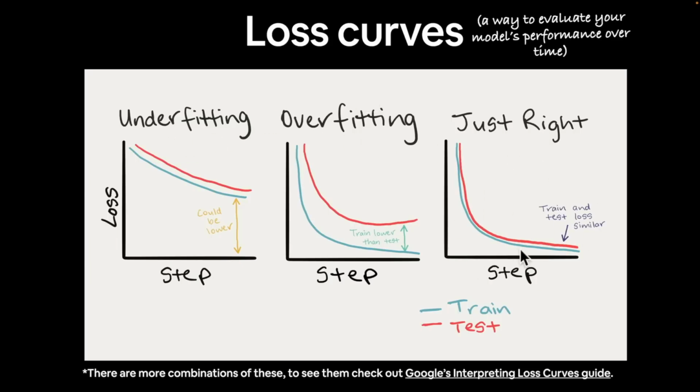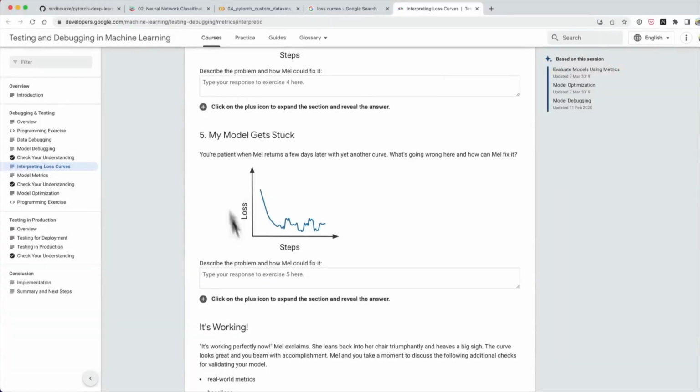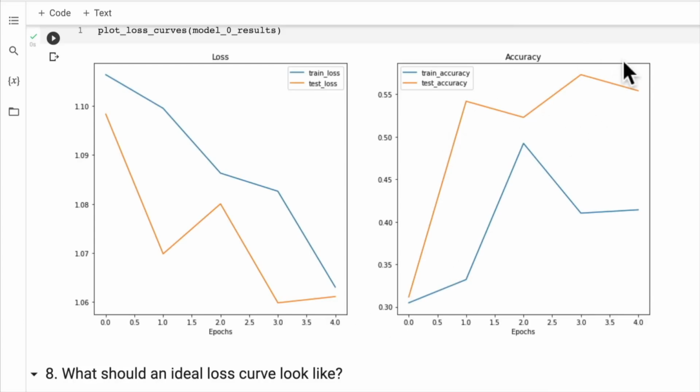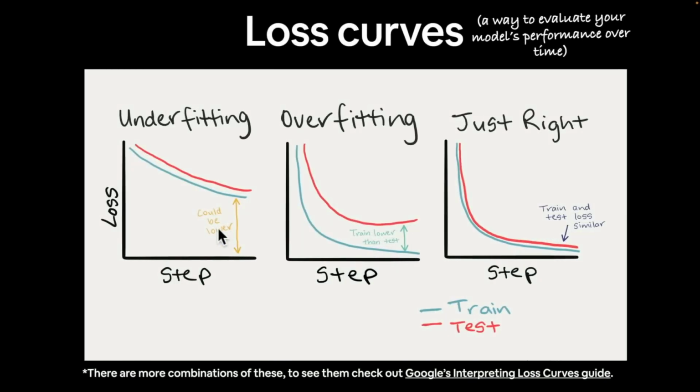So this is the Goldilocks zone. Underfitting is when your model's loss on the training and test data sets could be lower. So in our case, if we go back to our loss curves, of course we want this to be lower and we want our accuracy to be higher. From our perspective, it looks like our model is underfitting. We would probably want to train it for longer, say 10, 20 epochs, to see if this trend continues. If it keeps going down, it may stop underfitting. So underfitting is when your loss could be lower.